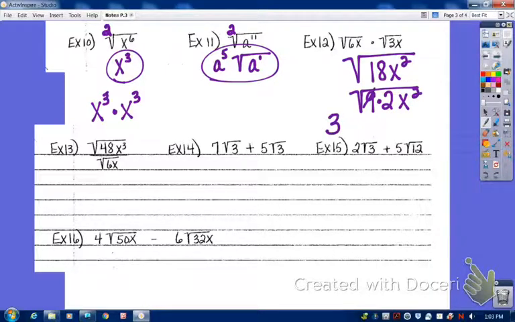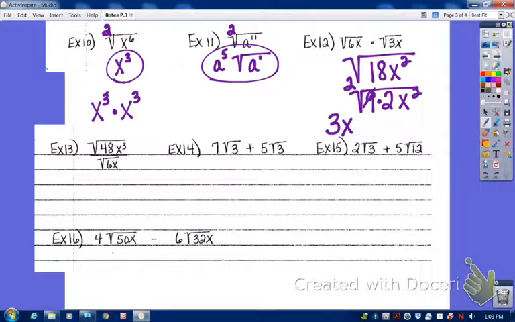Can I take the square root of 2? No, can I take the square root of x squared? Yes, because the understood index of 2 divides into the 2 that's under the radical, and how many times does 2 go into 2? 1. So x to the 1 comes out.